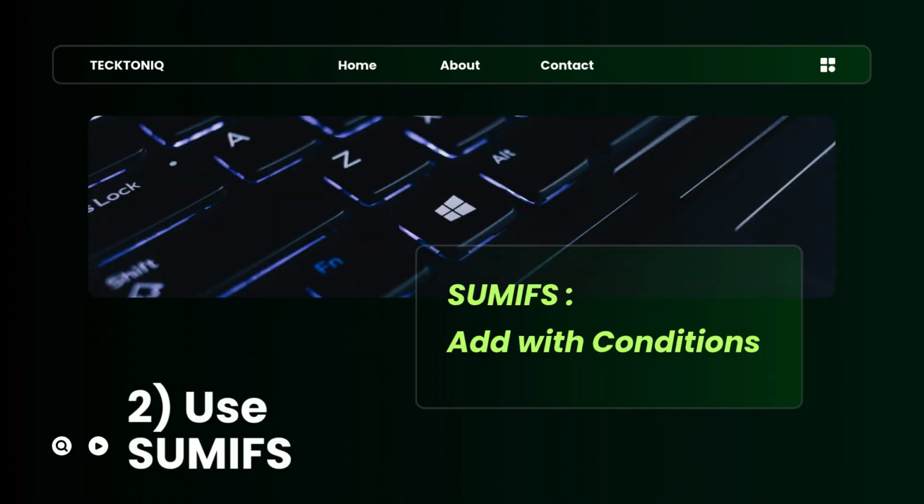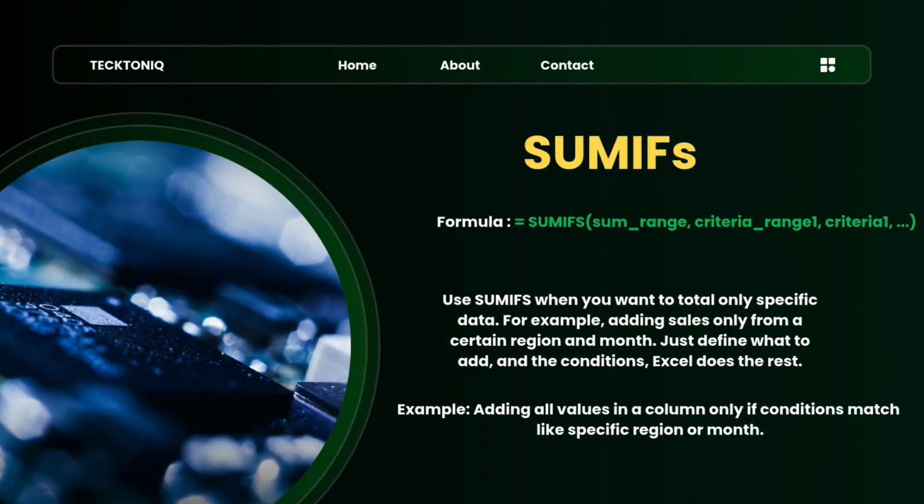2. Use SUMIFS. The formula is as such: equals SUMIFS, bracket, sum_range, comma, criteria_range1, comma, criteria1, and so on. Example: adds all values in a column only if the conditions match, like specific region or month.